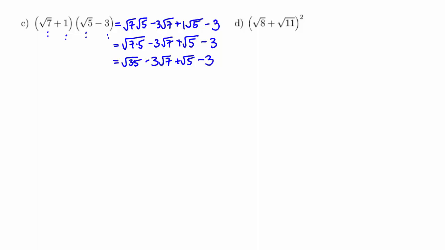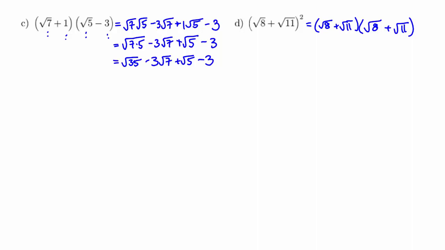In this last example, we have the square root of 8 plus the square root of 11, and that whole quantity is squared. So the first thing we want to do is break this down into the product. So we'll take the square root of 8 plus the square root of 11, and then we'll write times the square root of 8 plus the square root of 11. There are shortcuts for taking the perfect square of a binomial, but breaking it down this way and then FOILing is one approach that can help us keep track of our terms.